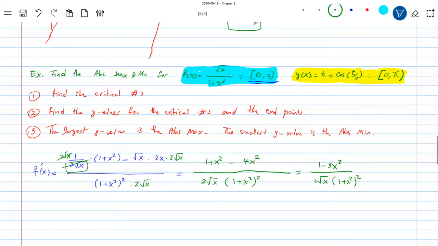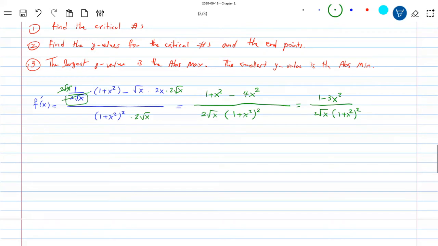So here we found the derivative. Second step, find the critical numbers. What are the critical numbers? So step 1, step 2. Where you get the derivative equal to 0 is where the numerator equals 0. So I'm going to find the critical number by setting the numerator equal to 0. This is where f prime of x equals 0.